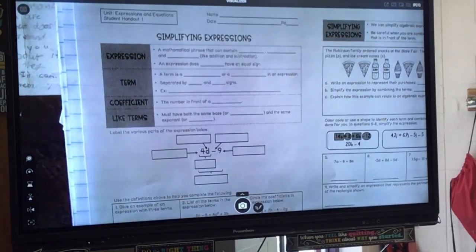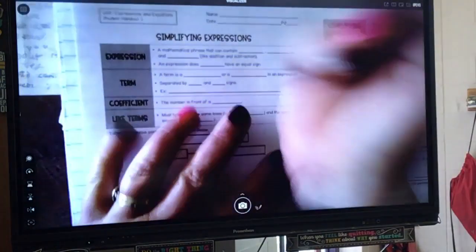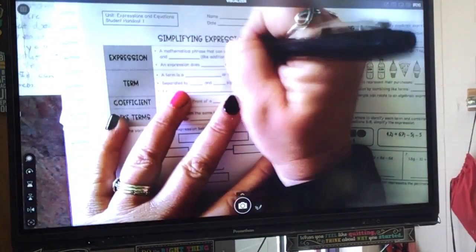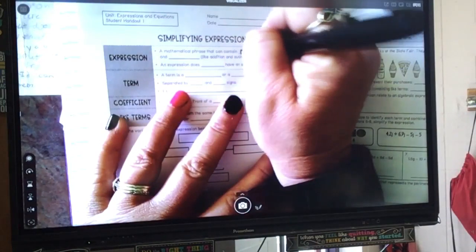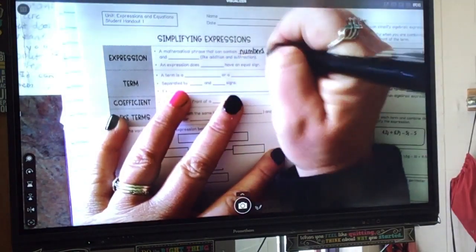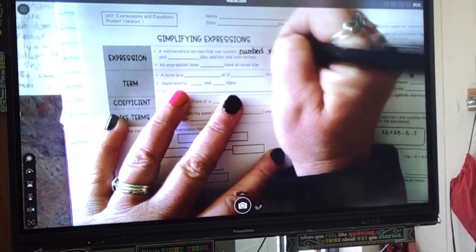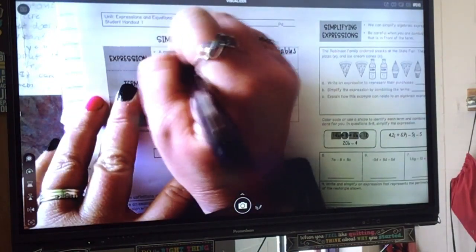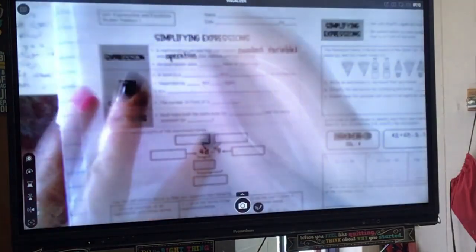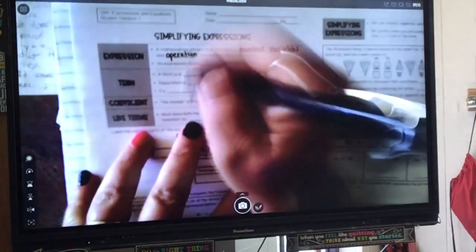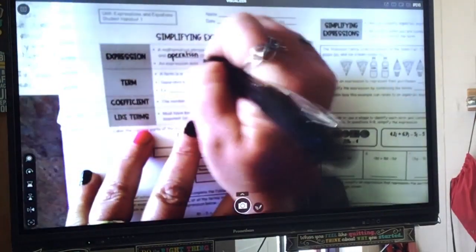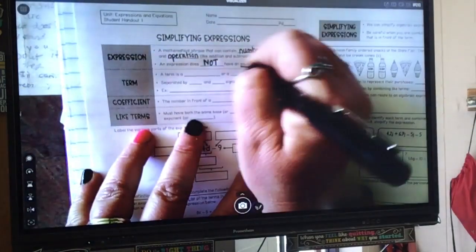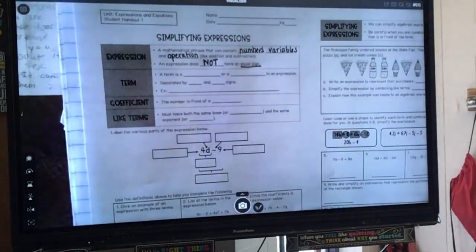All right, so a mathematical phrase that contains numbers, variables, and operations is an expression. An expression does not, make sure you have that in capital letters, have an equal sign. And please understand, underline equal sign.